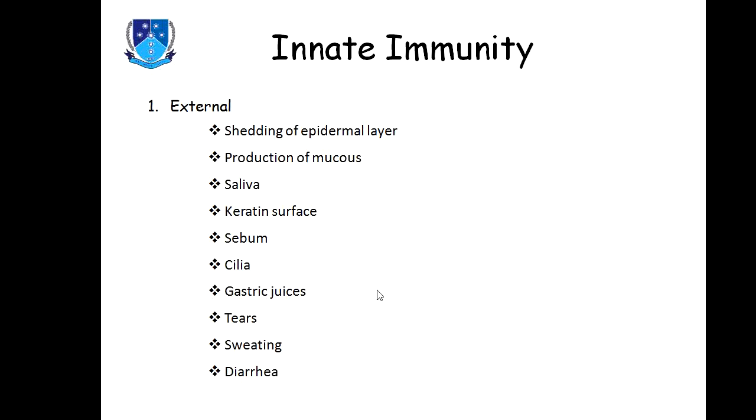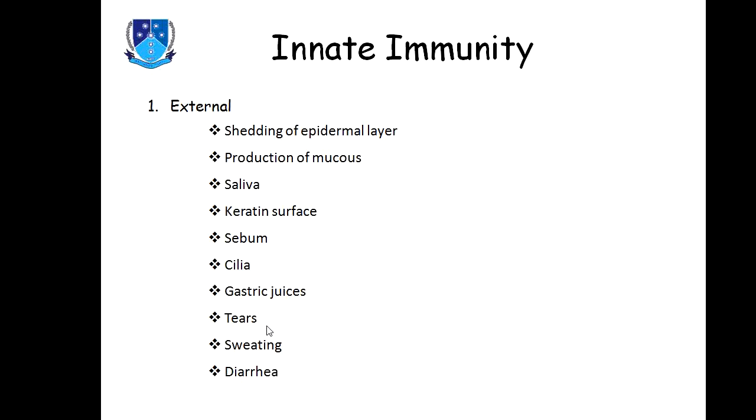Similarly, the gastric juices contain HCl and many other proteolytic enzymes which can digest microorganisms and kill any foreign matter. The tear also consists of lysozyme and many other components which can resist harmful matter. Sweating is also a type of innate immunity, because this can also wash out the microorganisms.